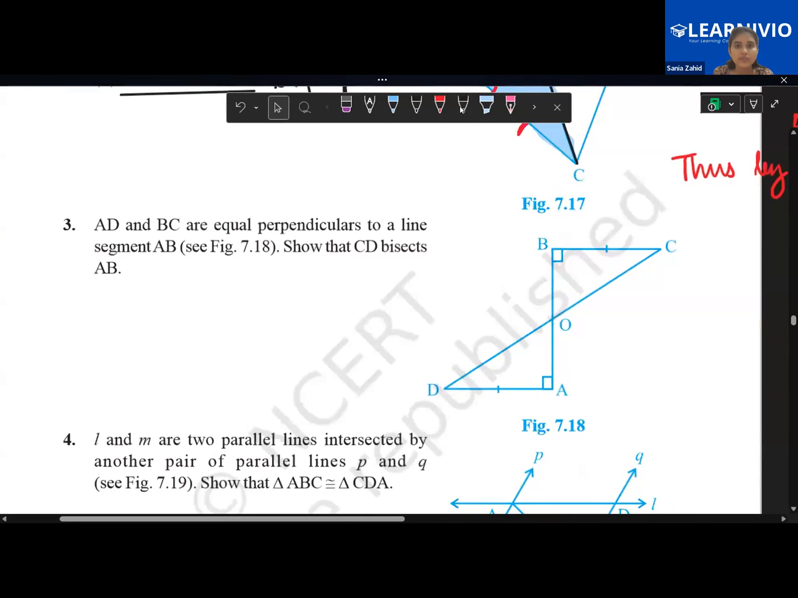Next one. Does anybody want to explain? Yes, children, does anybody want to explain this one?